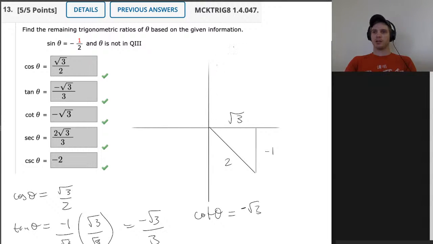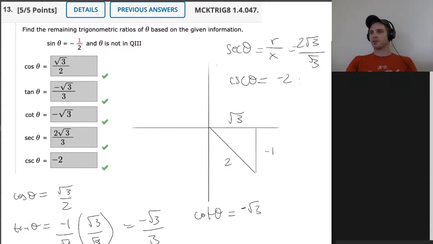And then the secant of theta is 1 over the cosine, so it's the reciprocal of the cosine, which is r/x, which is going to be 2/√3. So we'll rationalize that. It's 2√3/3, and the cosecant is 1 over the sine. So where do we have the sine? The sine is here, so the reciprocal of -1/2 is -2. So not too bad.